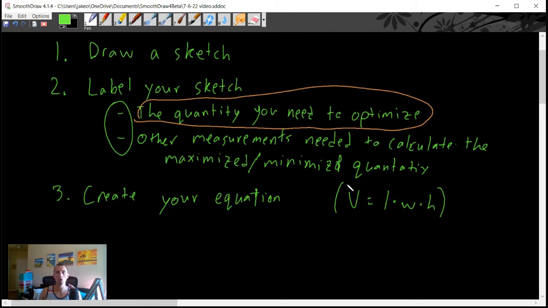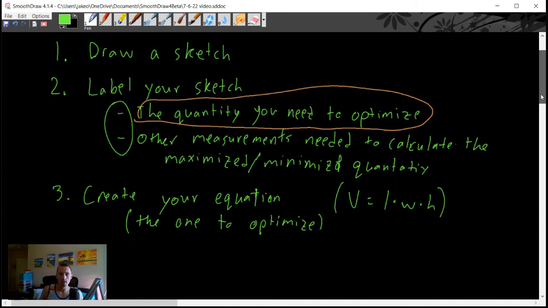Okay, so that's going to be one equation that you need to create. Keep in mind, this is going to be the equation that you're trying to optimize. So this is the one to optimize.